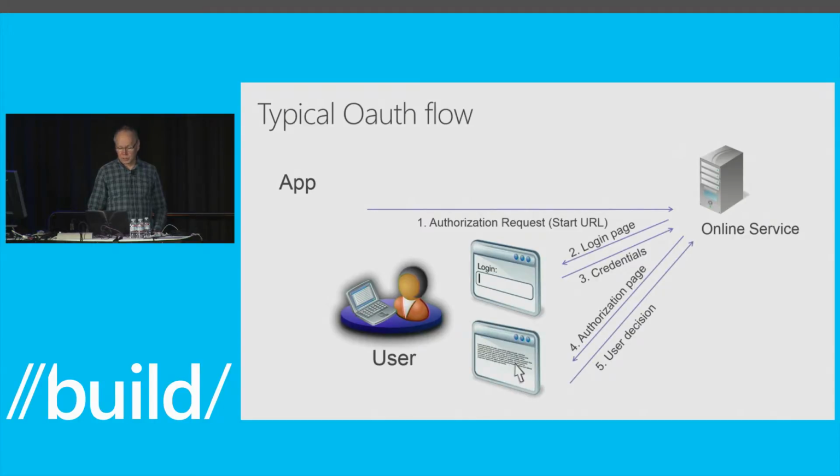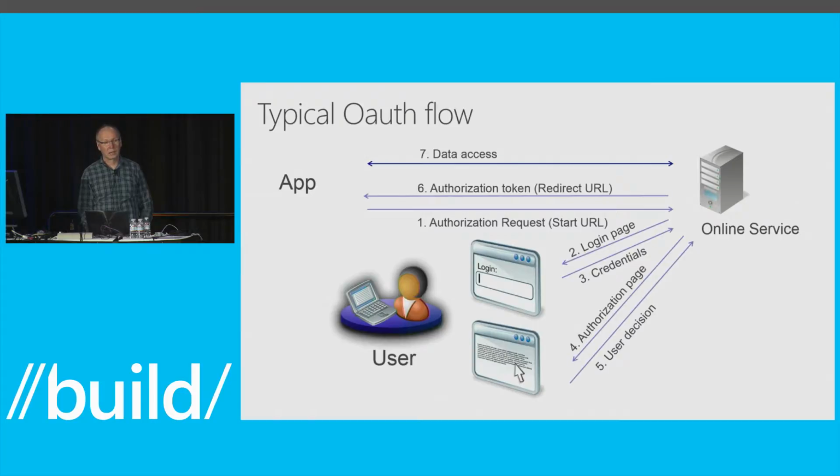After the authentication, there's a second step, the consent. So based on the scopes that were requested in the ticket request, the online service will prompt and say, can app A access all of your information, or some of it? And the user then makes a decision. If the decision is yes, the service goes on to issue the token, and the app can do the data access.